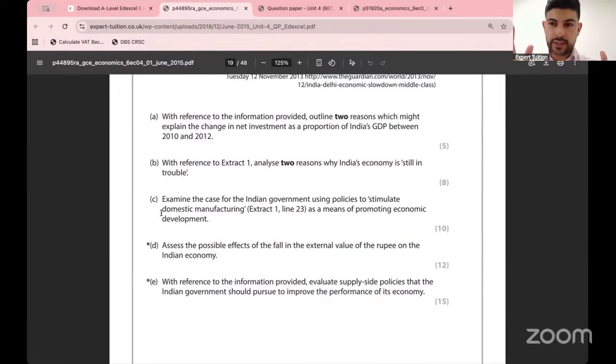Yeah. First things first. They try to word things in a way to confuse you guys, but honestly, that shouldn't be too confusing. When they say a fall in the external value, what does that mean? It just means that the rupee is weaker compared to other currencies. What's that called? It's a depreciation.